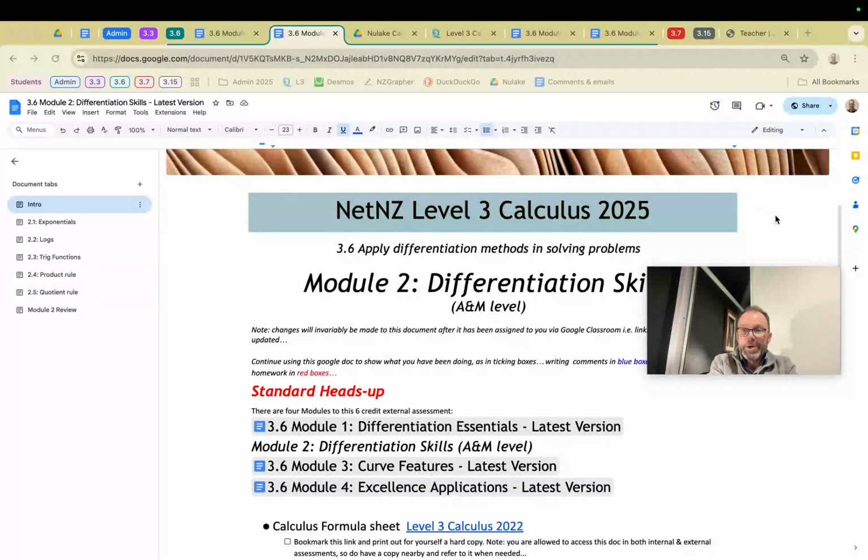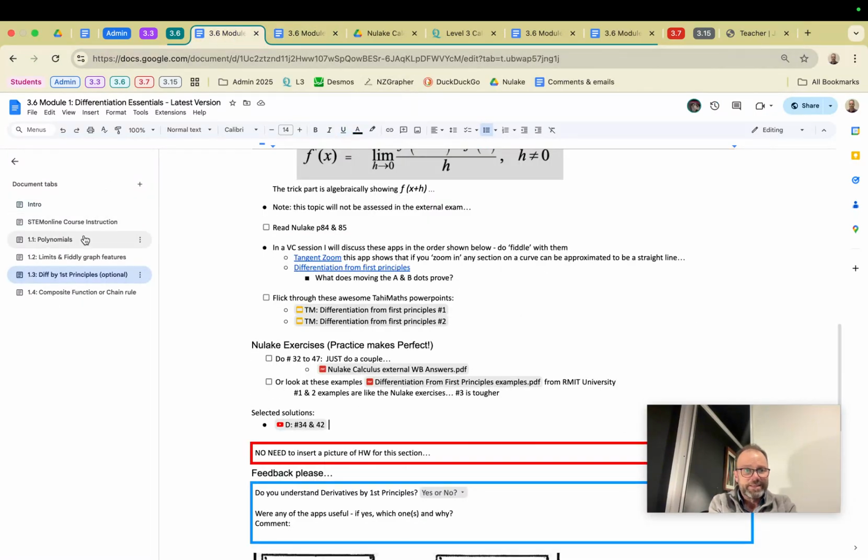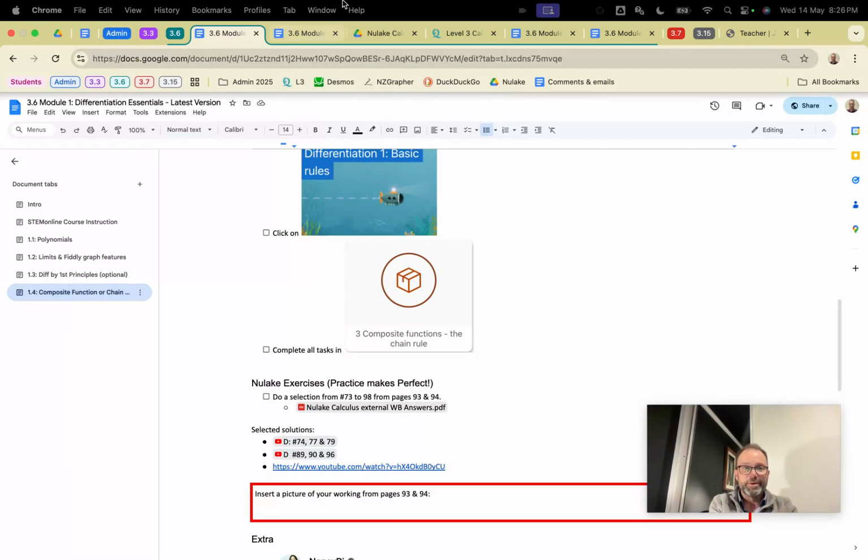This is the overview for Module 2, differentiation skills. Don't start this booklet until you've hopefully mastered the polynomials here and this huge one, composite functions or the chain rule. You need the chain rule to progress.